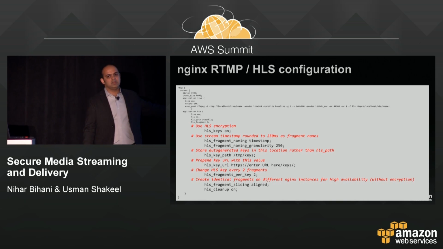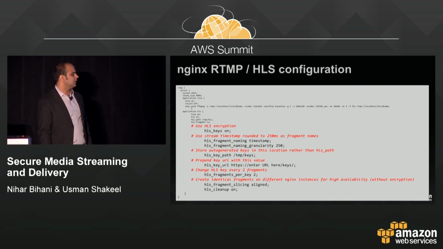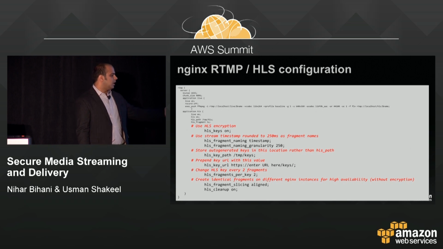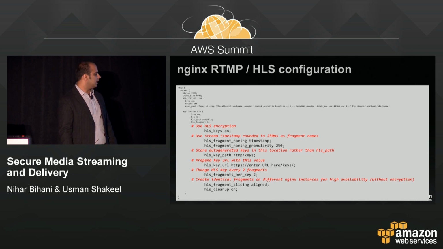In this case, I was using SSL, so even your keys are being requested over SSL. And then how many fragments per key you want to use. In this example, it's 2. In the demo that we did, it was 1 key per segment.